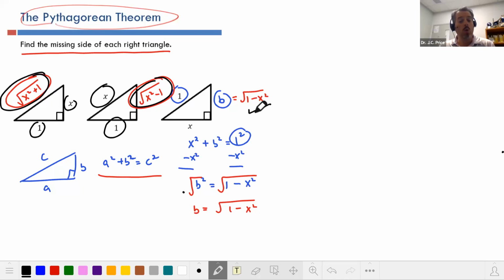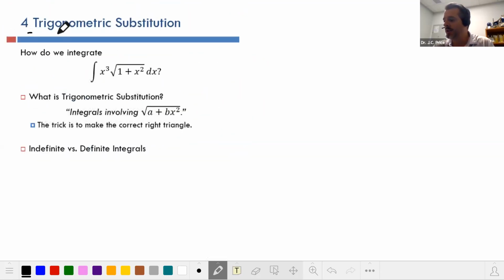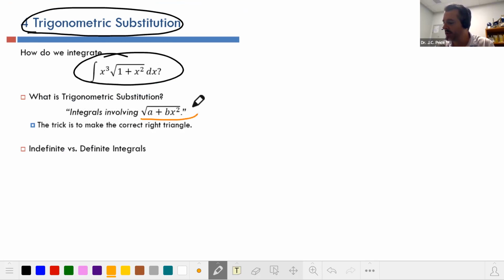All right, so what type of integrals are we going to look at today? So we're going to do this integration by trigonometric substitution. And so what do these things look like? Well, they look like this. They typically are integrals that involve something that looks like the square root of some number plus some other number with an x squared in it. And the trick to solving these is to make the correct right triangle.